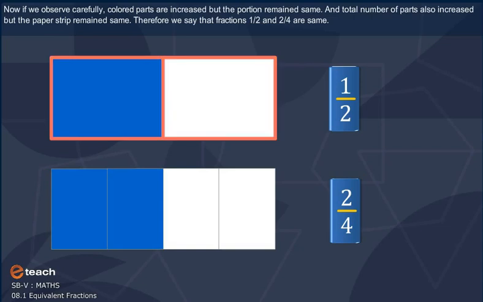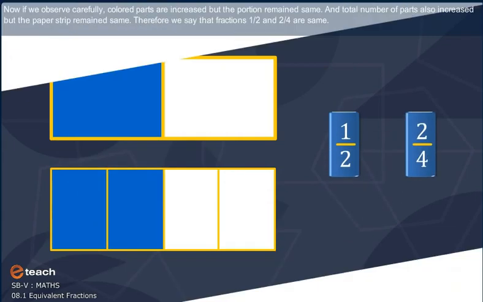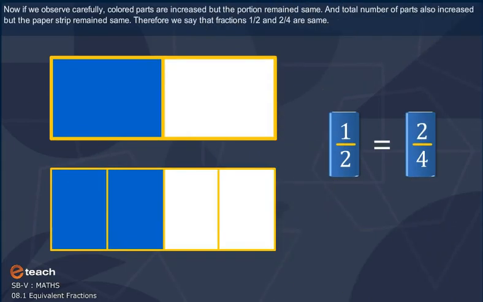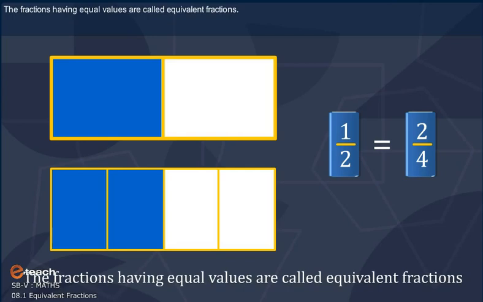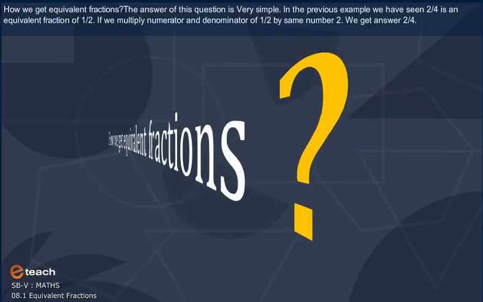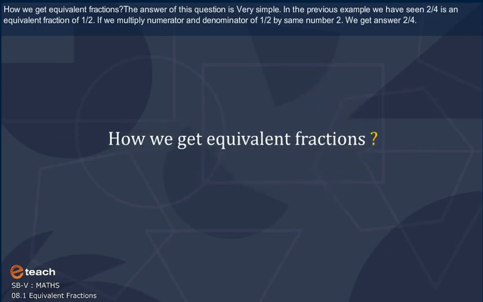Now if we observe carefully, colored parts are increased but the portion remains same. And total number of parts also increased but the paper strip remains same. Therefore we say that fractions 1/2 and 2/4 are same. The fractions having equal values are called equivalent fractions. How do we get equivalent fractions?